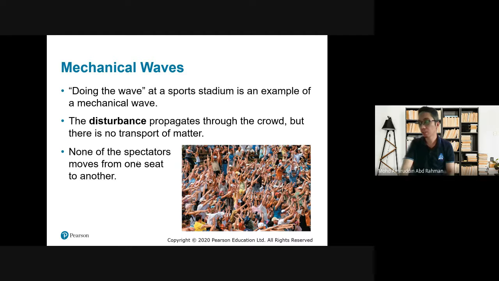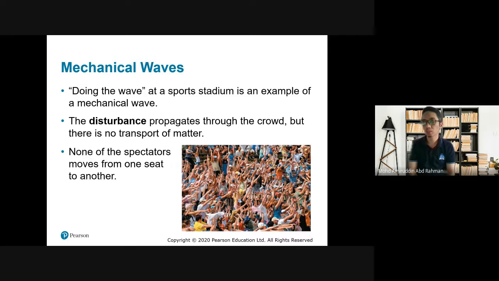You can see that this is a Mexican wave, if you know that. It was actually invented during the World Cup, the football, when it was held in Mexico. The people made the wave around the stadium, so that is also an example of a mechanical wave.